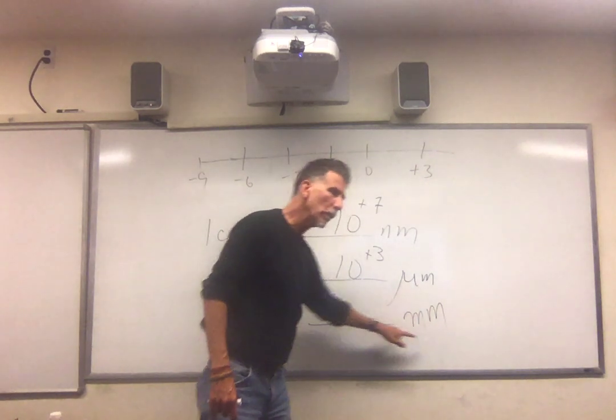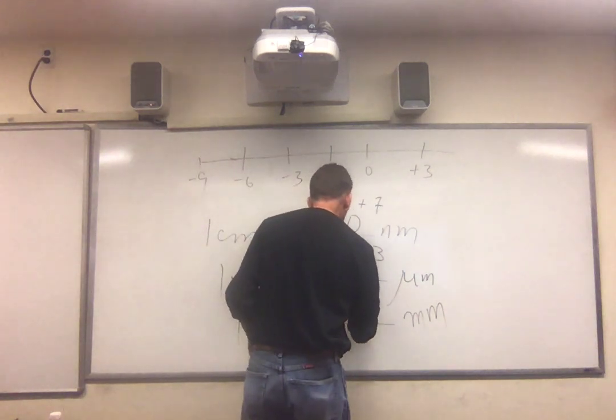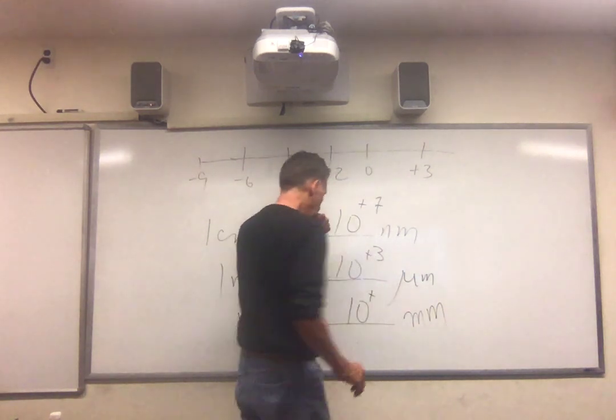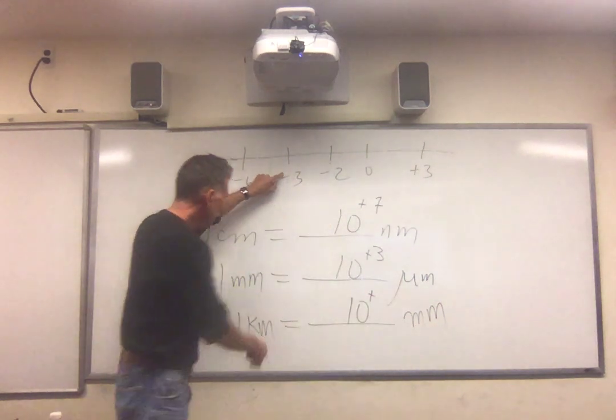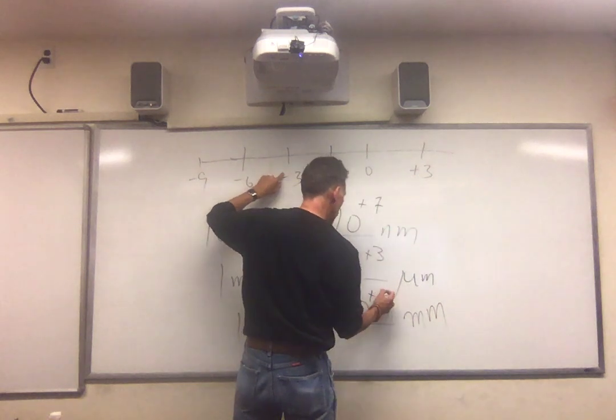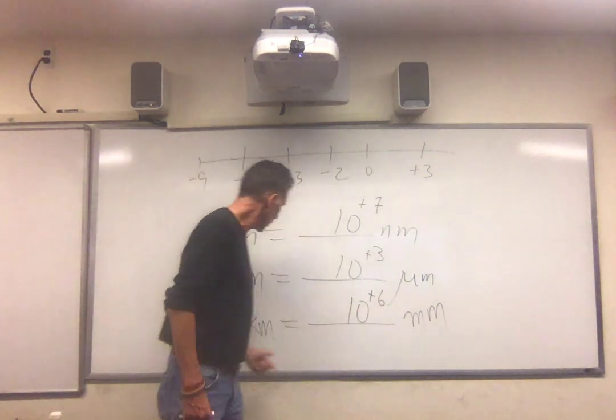Finally, the last one of these examples, kilometer, millimeter. Millimeter is smaller than a kilometer. Once again, we have a positive number. Millimeter is minus 3, kilometer is plus 3, 6 steps. So there's 1 million millimeters in 1 kilometer.